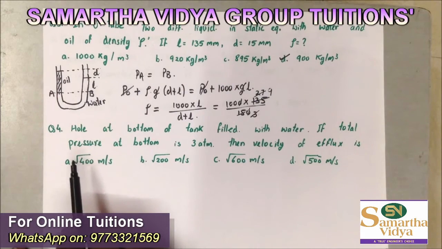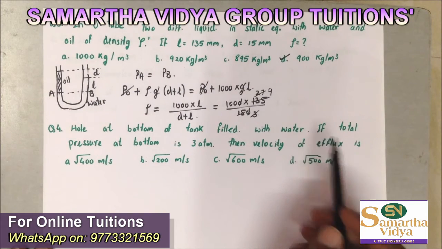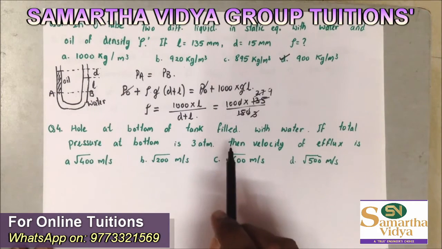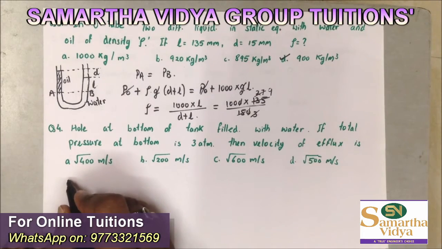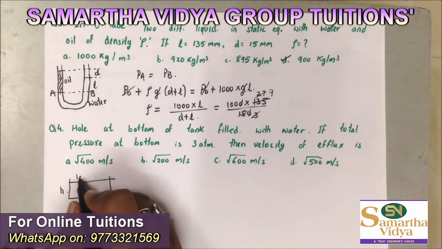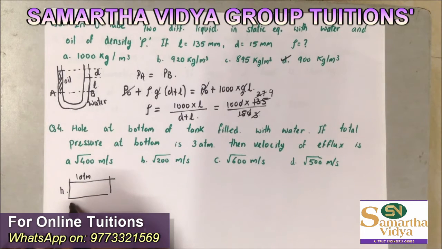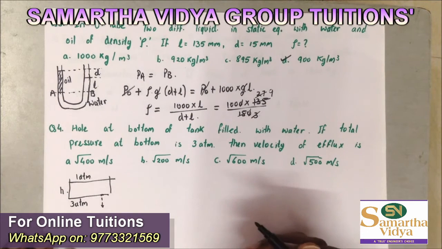Moving ahead with the next one, we have a hole at the bottom of a tank which is filled with water. If the total pressure at the bottom is 3 atmosphere, then what is the velocity of efflux? Let us consider that this is my tank and this is the water level H. Here it's going to be 1 atmosphere, and they are telling us that at the bottom it is 3 atmosphere, and there is a hole at this point from which the water is leaking out.